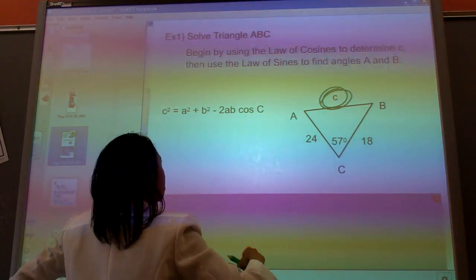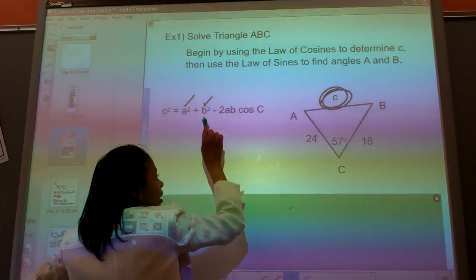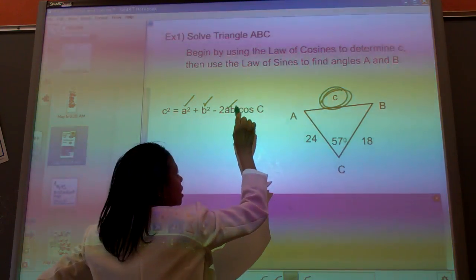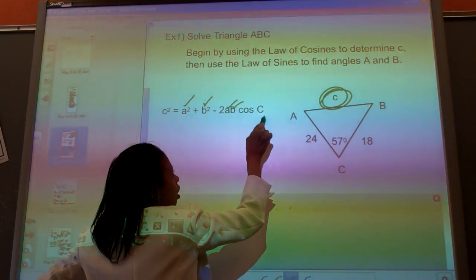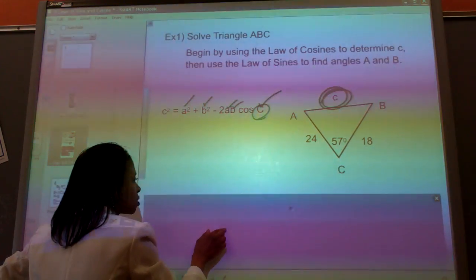So if I check everything off, do I have A? Yes, 18. Do I have B? Yes, 24. A again is the 18. B again is 24. Cosine C, I also know, which is going to be the 57 degrees.